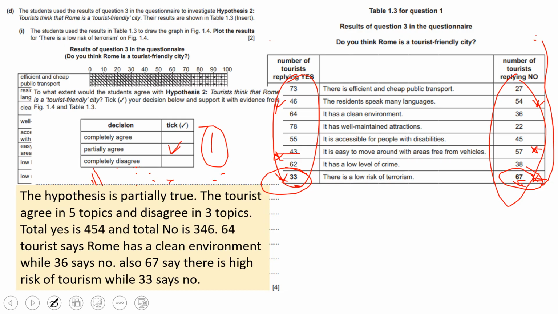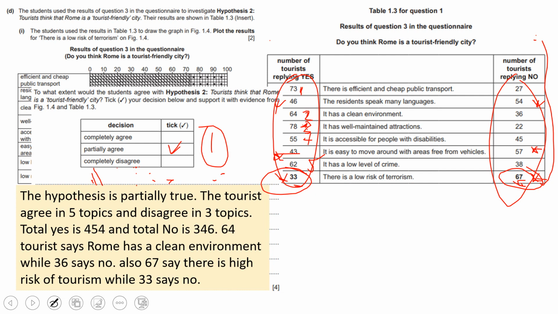So, I think they agreed in 1, they agreed in 2. This is the second, this is the third. Anyone that is above 50, this is the 4th, this is the 5th. So, they agreed in 5 topics and disagreed in the other 3. That makes the hypothesis to be partially true.